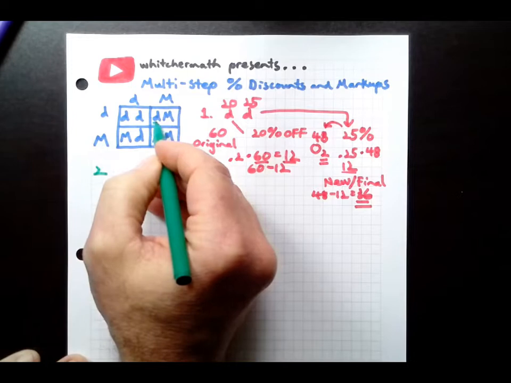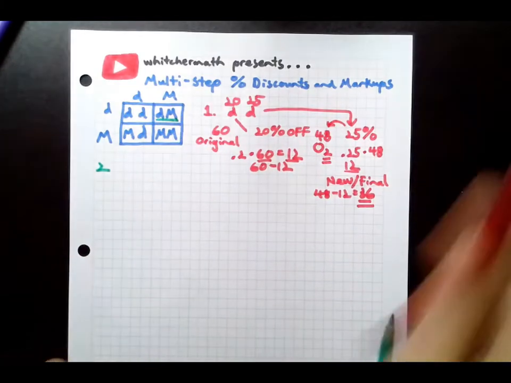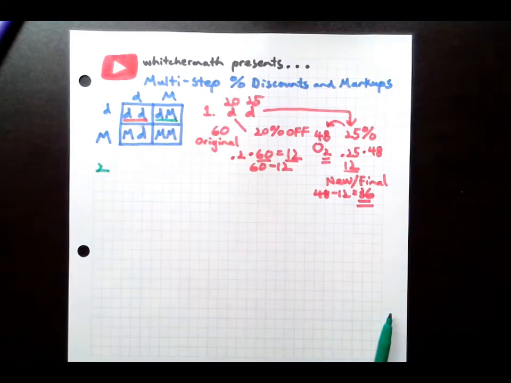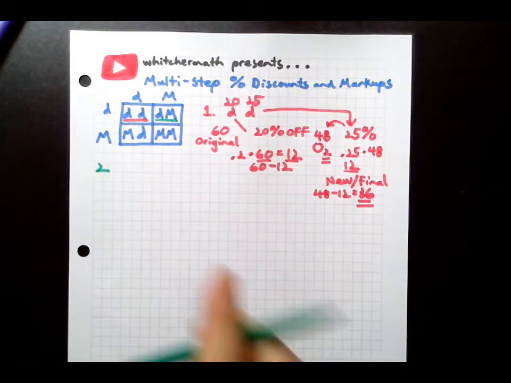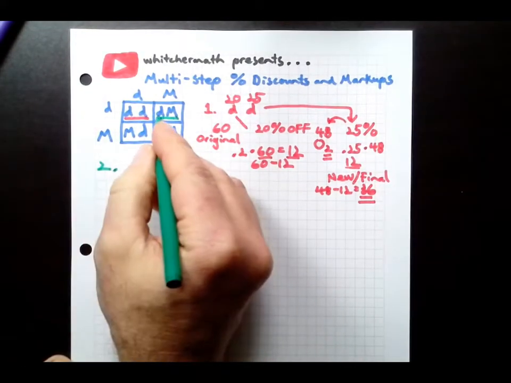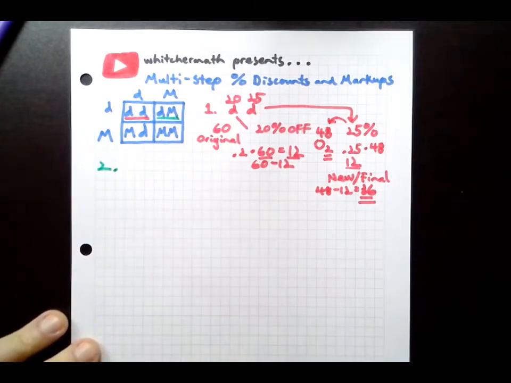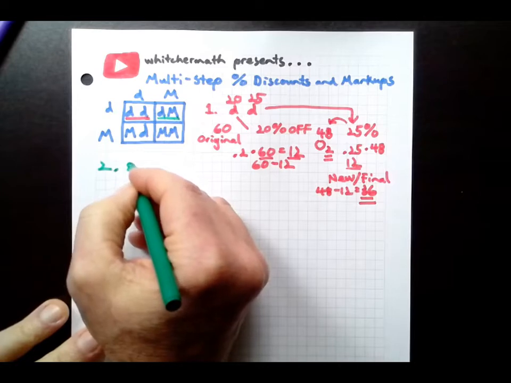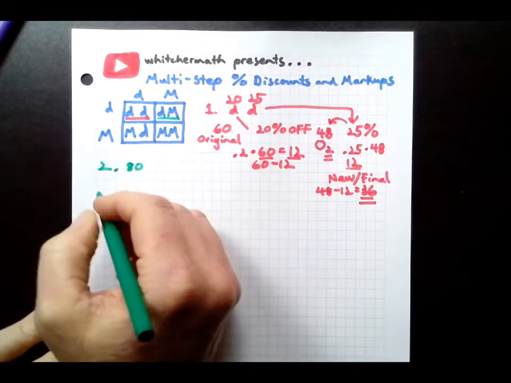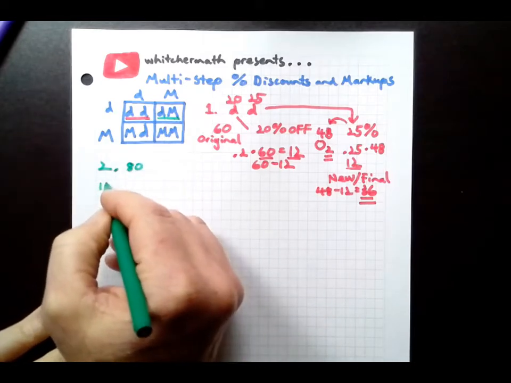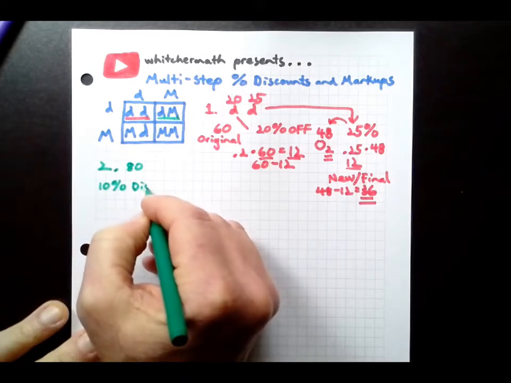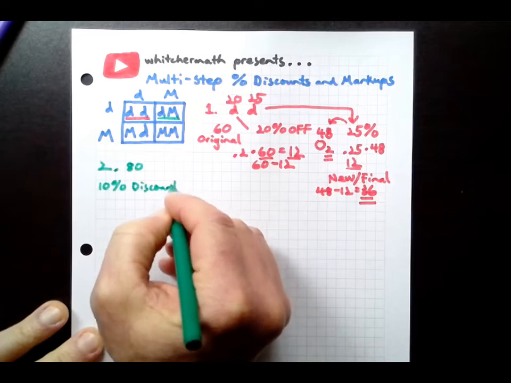Let's do another example. Let me color code these. The red one was two discounts in a row. The green one here is going to be a discount followed by a markup. And let's use a different number. Let's start with an 80. Let's do a 10% discount followed by a 10% markup.